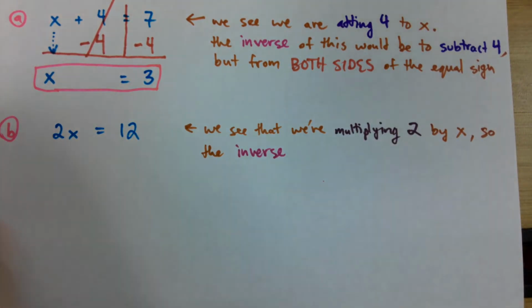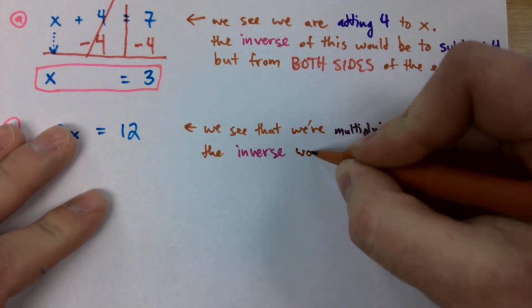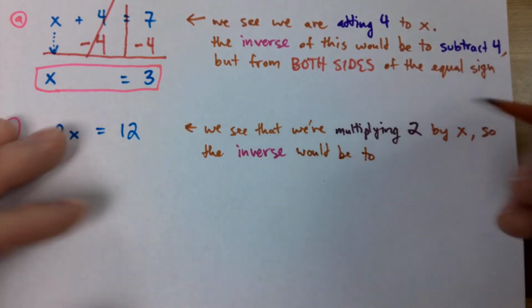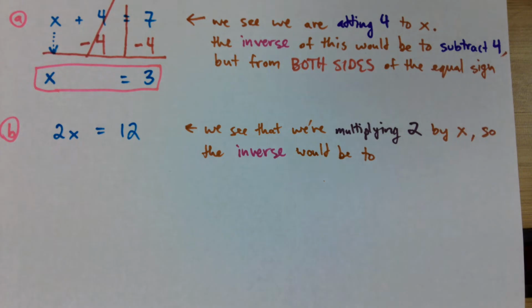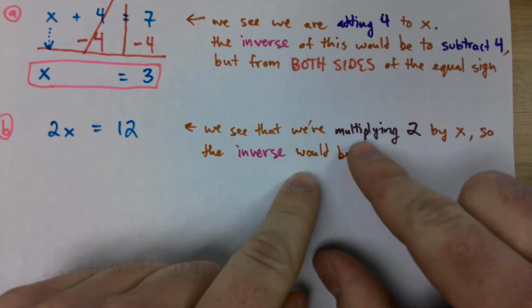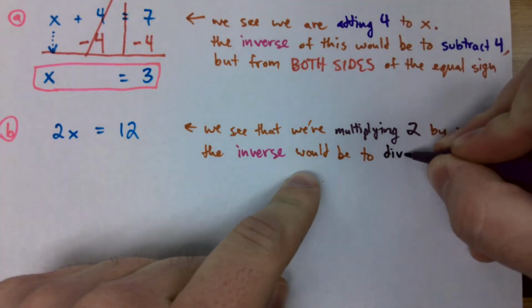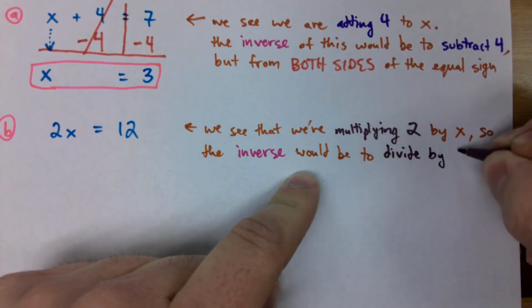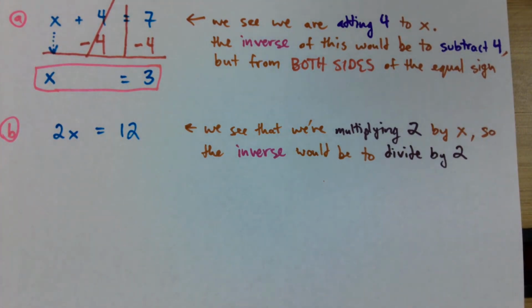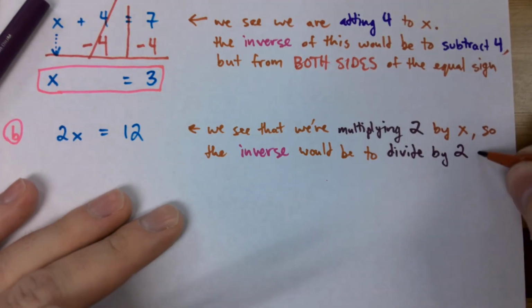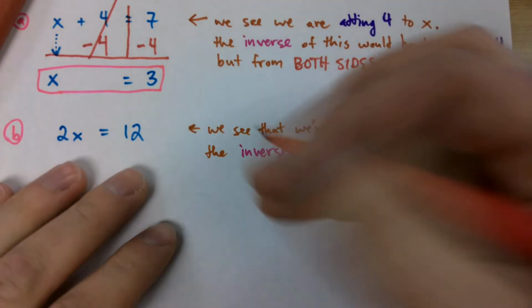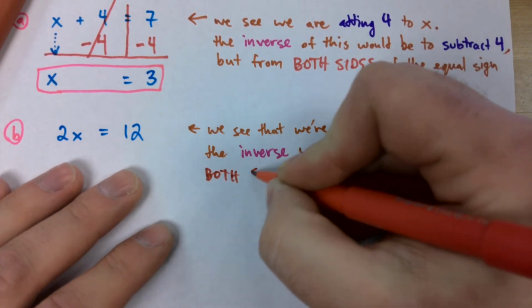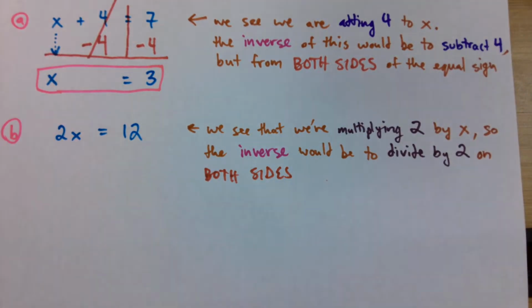So the inverse would be to do what? Anyone have an idea? Divide, exactly. The inverse of multiplying by 2 would be to divide by 2 on both sides. We got to remember to always do it to both sides.